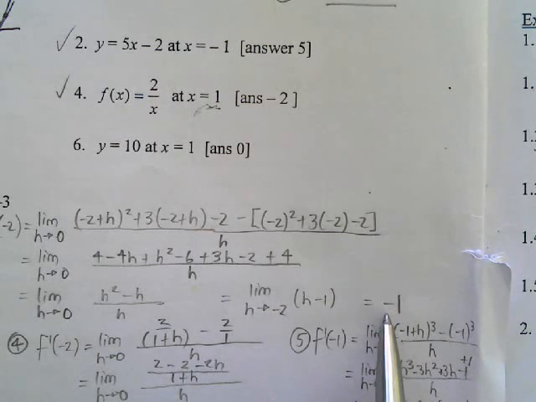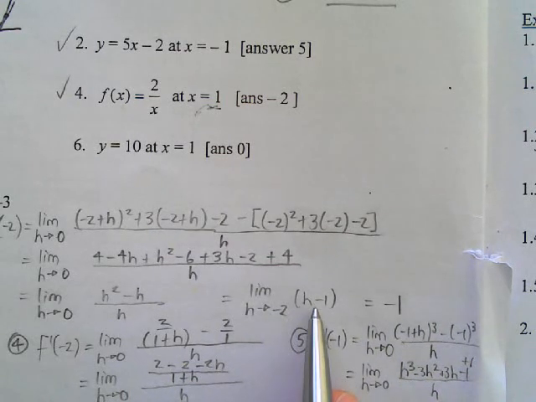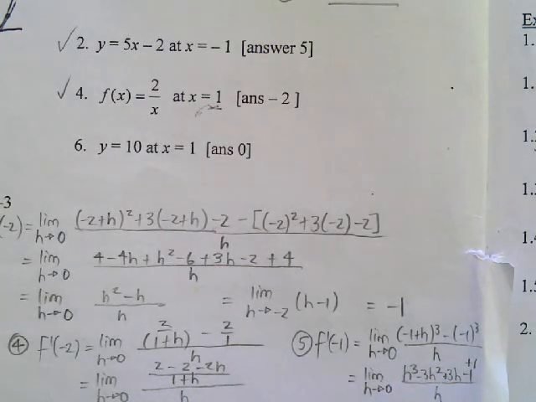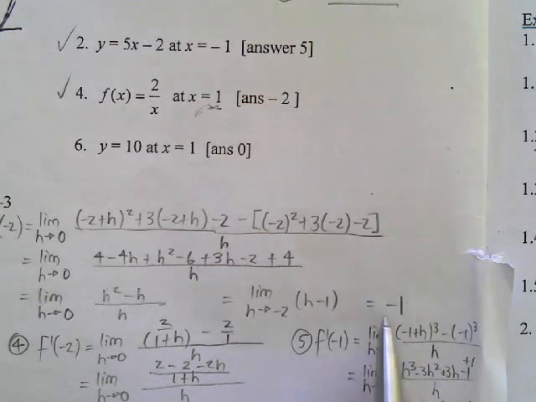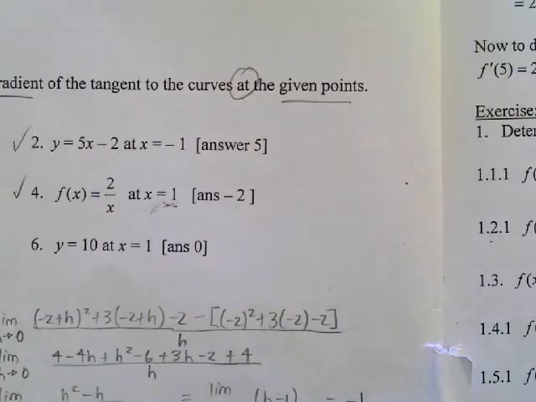Okay, is that right? Negative 2 minus 1 is negative 3. Is that right? Negative 3. Let me just check here quickly. Yeah, no, that is right. Negative 1. Okay. Right, so let me do one more.